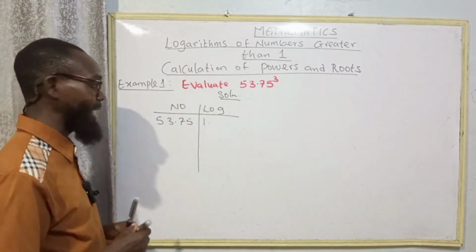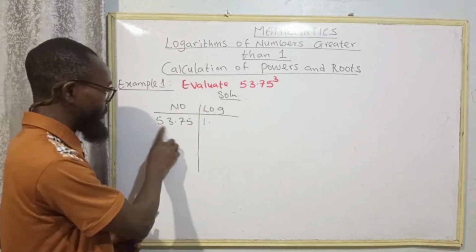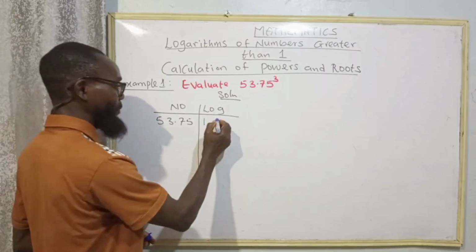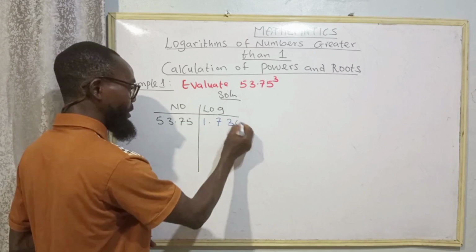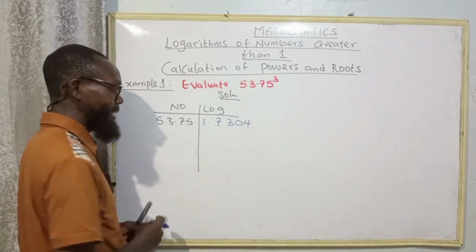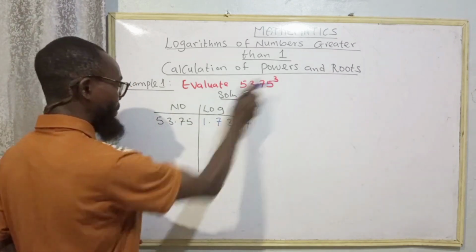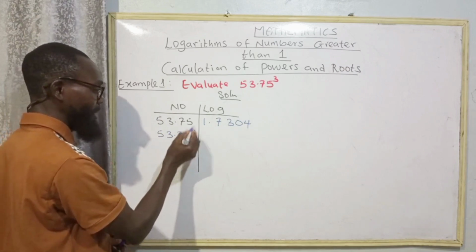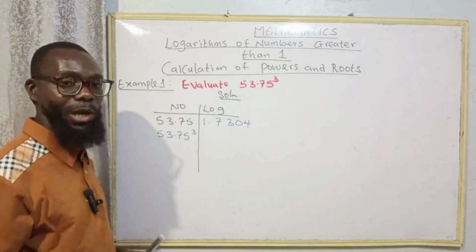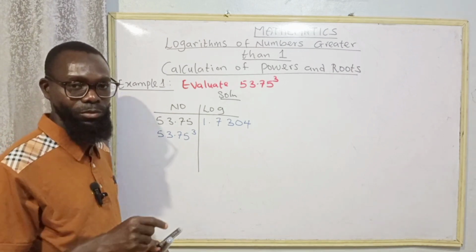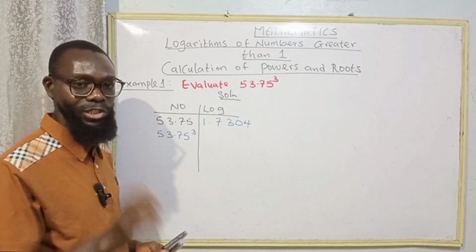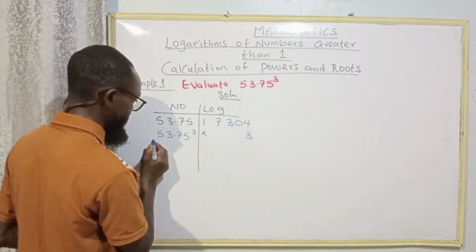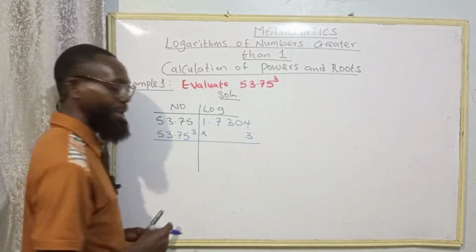Now we check our logarithm. 53 under 7 difference 5, we have 7304. After this, you put the power. 53.75 is power 3. When it comes to power, power is multiplication, while root is division. So we say multiply by 3. So we multiply by 3.